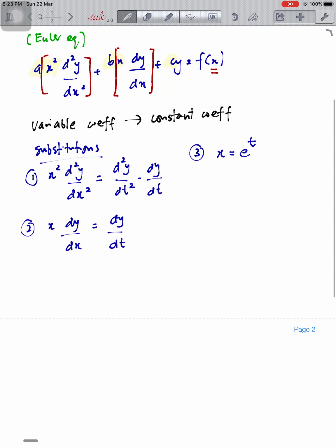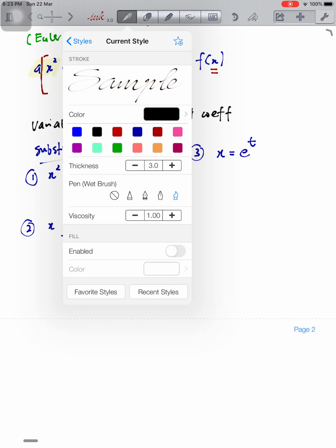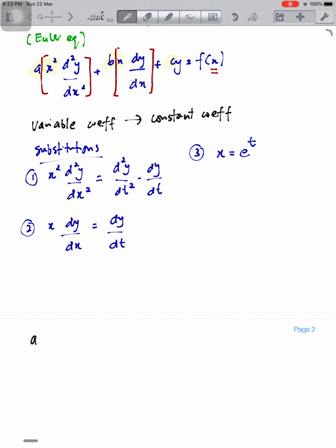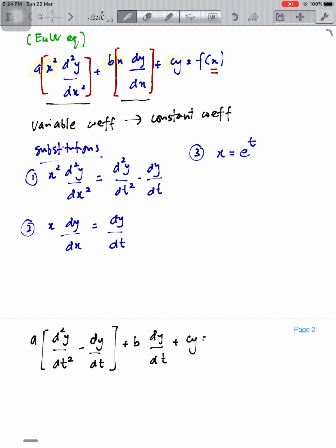So let's do the substitution down here. Okay, so now I'm going to start substituting. I just copy down the a, so there goes my a. Then I come across x squared d squared y over dx squared. That is now going to be replaced by the first substitution, d squared y over dt squared minus dy over dt, alright? And then I come across plus b, and here goes my x dy over dx, so that will be replaced by dy over dt plus cy, and on the right hand side I'm going to have f of exponential of t, because x is now going to be replaced by exponential of t.